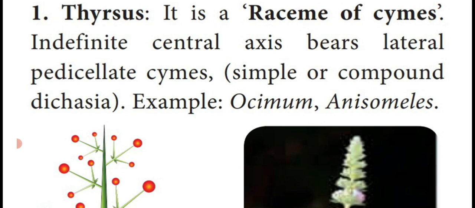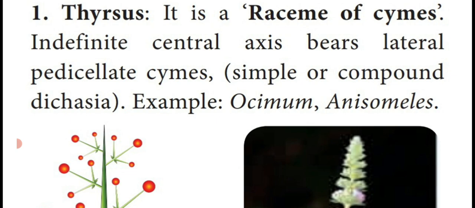Why is it said to be raceme of cyme? That means the central axis shows indefinite growth, that means unlimited growth. So unlimited growth is the characteristic feature of racemose inflorescence. And also, on the lateral side it produces pedicellate cyme flowers. Pedicellate means the flowers with a stalk. Cyme means the flowers end in a simple inflorescence. At the tip they have the matured flower. On the lateral side it contains the young flowers or buds.